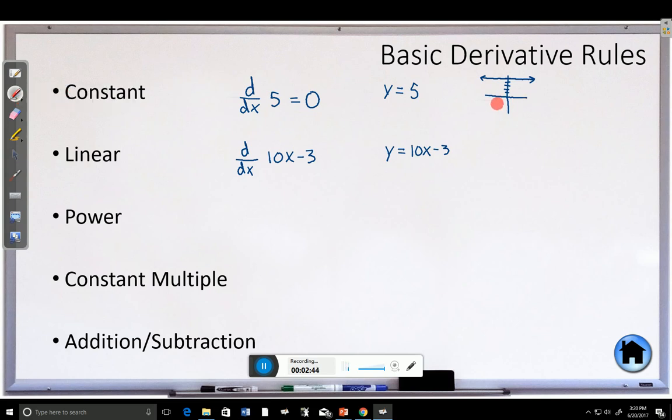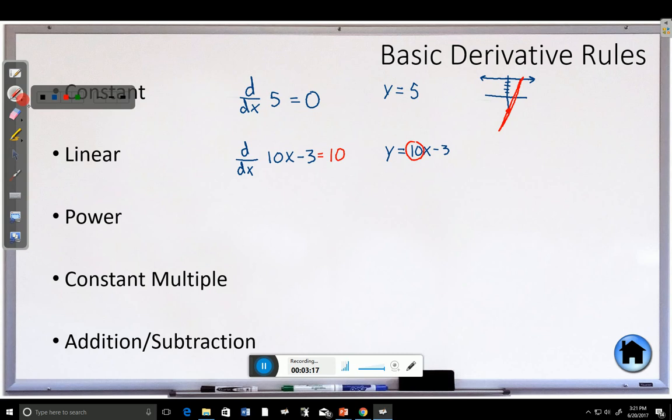hopefully you can sort of visualize that. 3 is your y-intercept, and then your rise and your run, up 10 over 1, is like that. Well, that's the slope, remember? The 10 is our slope, and derivative means slope, so the 10 is our derivative. It's the slope. So that's fairly easy for constant or linear.